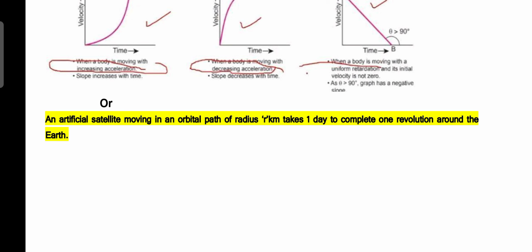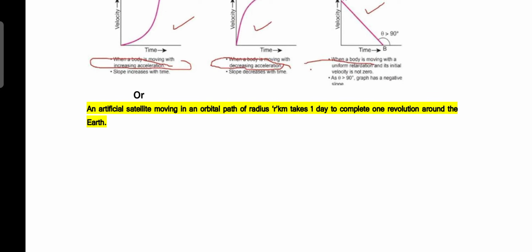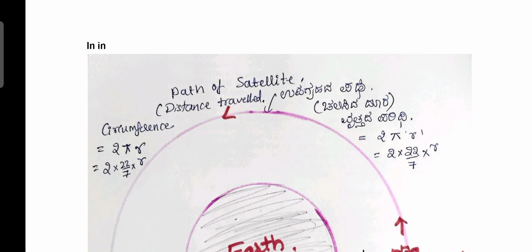Now let us take the A choice question. There is a choice for the same question. An artificial satellite moving in an orbital path of radius r kilometer takes 1 day to complete 1 revolution around the earth. Now let us understand this question with the help of a diagram that I have created.